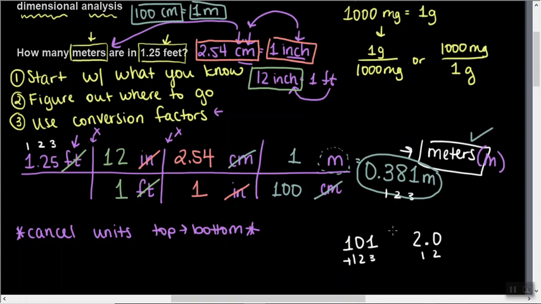So there we go. Okay, thank you very much for listening, and I hope that clarifies English to metric. And similarly, we could ask this question the other way. Feet to meters is what we solved, but we could also ask it meters to feet, and the process would be the same. You start with what you know, you figure out where to go, and you use your conversion factors, whichever ones you remember, in order to piece this together, canceling units top to bottom, to get the final answer. Thank you very much.